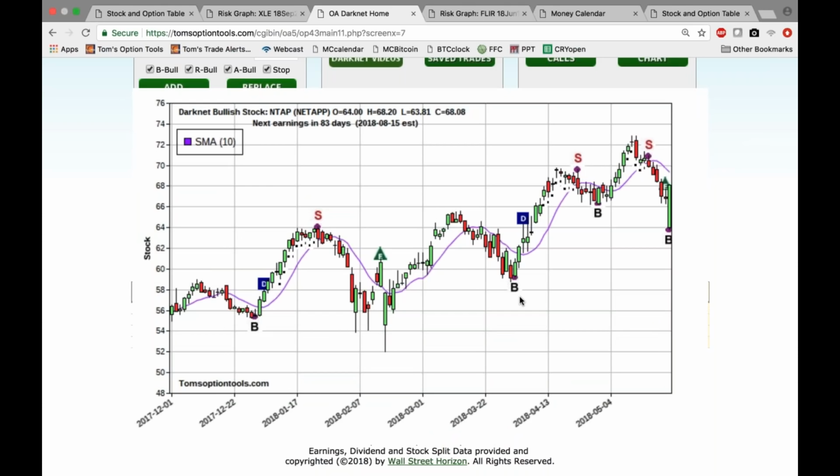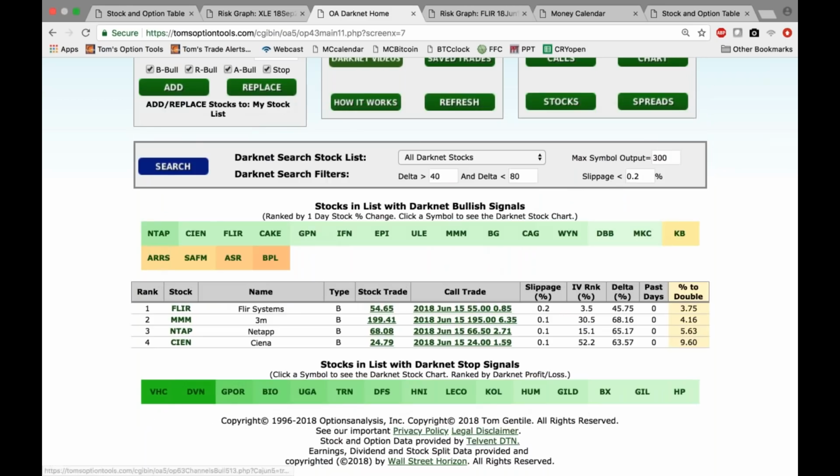Higher low, higher high, higher low, higher high. Okay, winner, buy at 56, sell at 54. Winner, buy at 59, sell at 68. Buy at 66, sell at looks like 70.5, and a buy today. And look at that big swing up today. That's a nice bullish move off of the day after earnings with NetApp. So this is a great example.